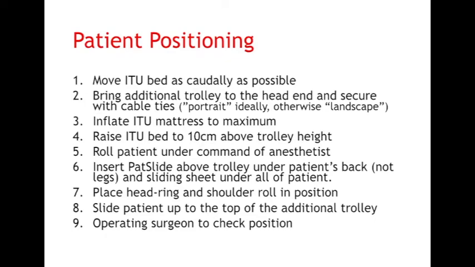The aim of the next steps is to bring the patient up the bed so that their head and shoulders are resting on the trolley, which will afford the surgeon better access to the neck, as well as providing neck extension. Under the command of the senior anaesthetist, the patient is rolled onto a pat slide with a sliding sheet above this. The head ring and shoulder roll are placed in position. The patient is slid up onto the trolley, and the operating surgeon checks the position is satisfactory.